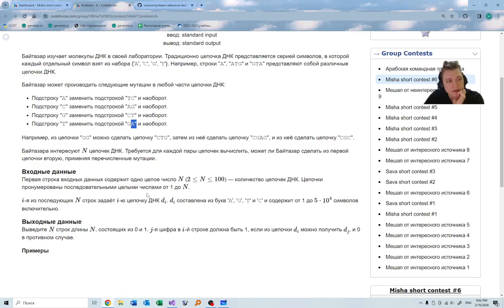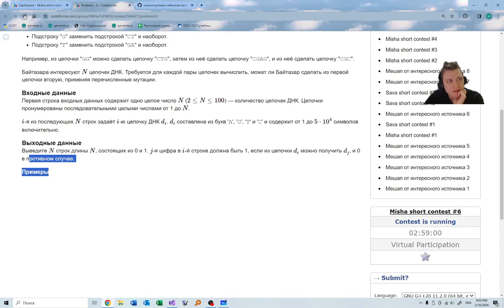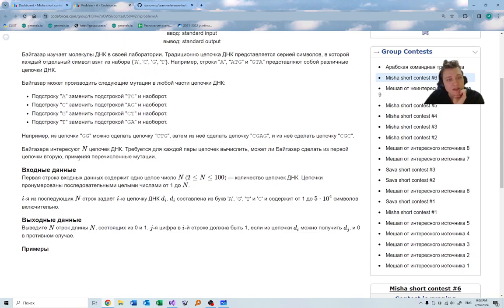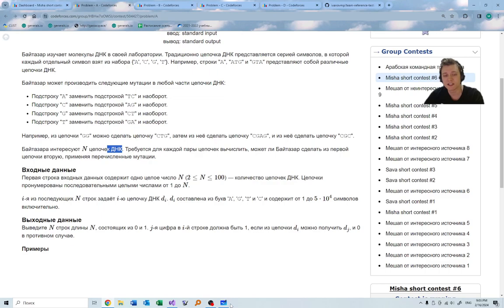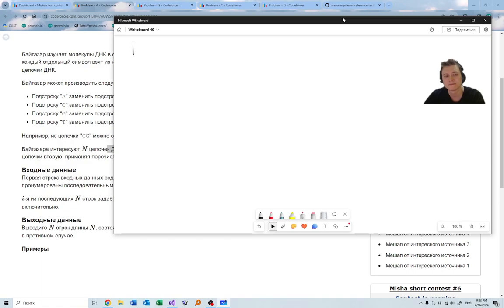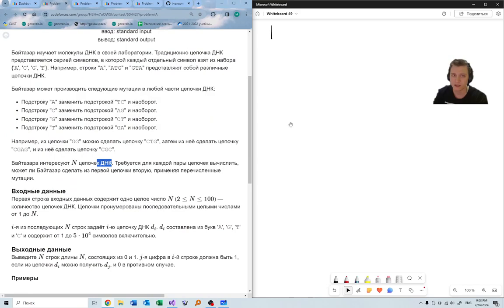No samples, okay. So we want to check for N DNA chains if it's possible to make the second one from the first one. Okay, it's kind of a nice problem. Let's start with it, actually. At least we can spend several minutes, and if we don't like it, then we pass to the next problem.